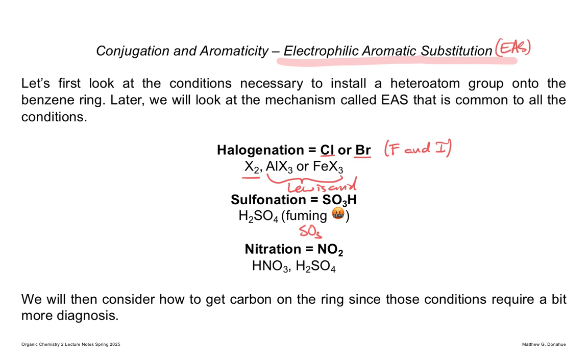And then nitration, putting a nitro group on. That uses nitric acid and sulfuric acid. So you might have a question: why do we need to use sulfuric acid if we just saw it for sulfonation? Nitric acid isn't strong enough to form the electrophile, so we have to put sulfuric acid in there as well. You make this brew that will then create the appropriate electrophile.